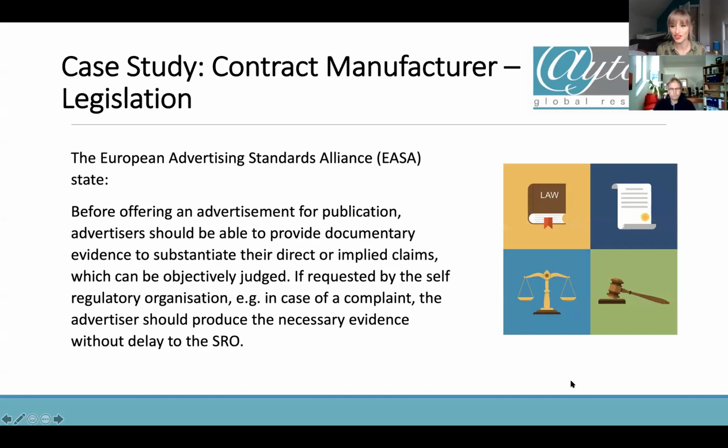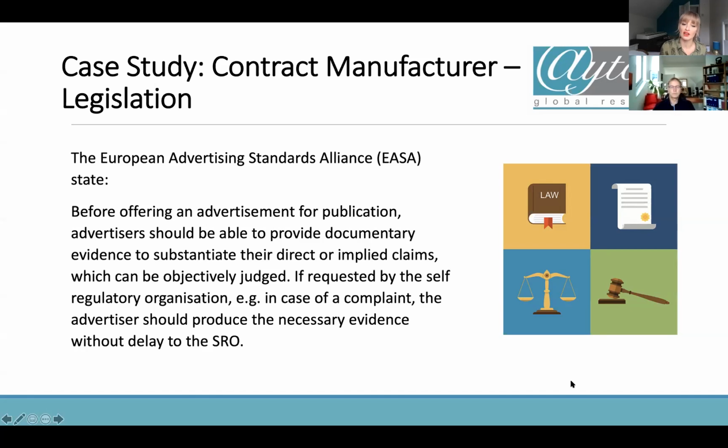Bringing it back to the legislation. So obviously I talked earlier about the different advertising authorities and their code of conduct. So this is from the EASA, which is the European Advertising Standards Alliance. And this is literally lifted from their code of conduct to put into context why it's really important to have evidence. Basically they say that advertisers need to have documentary evidence to substantiate their claims.